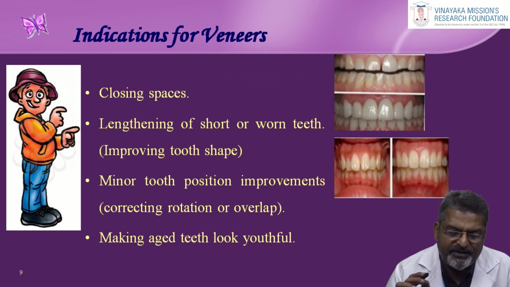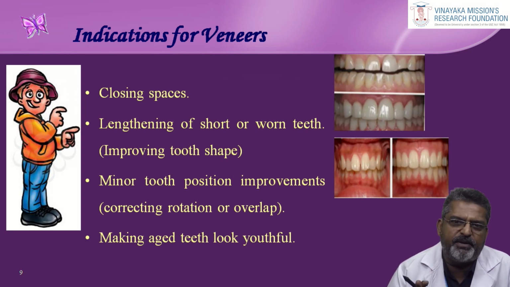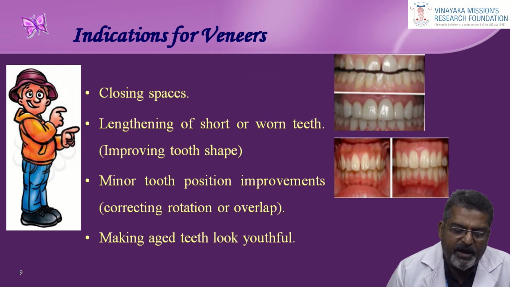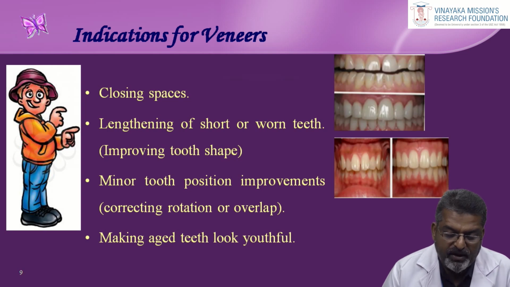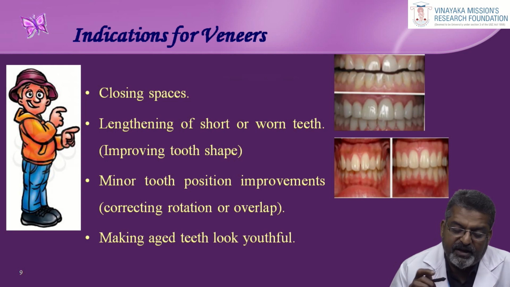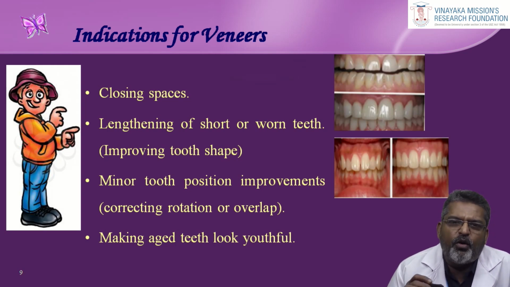Okay, so the second indication is lengthening of worn out teeth, the improving of your tooth shape. And the third indication is minor tooth position improvement, that is correcting the rotation or overlapping of your malposed tooth.